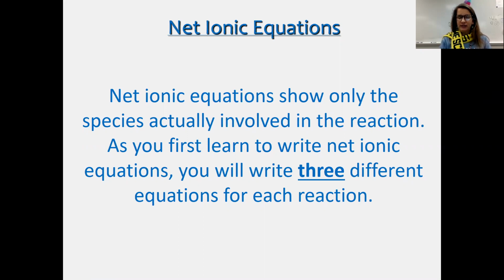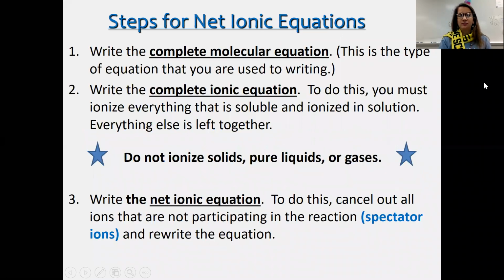So when you're initially learning how to write net ionic equations, I want you to write 3 different equations. First, your complete balanced reaction. This is what you're already used to writing. You're going to write it out and balance it. Then you're going to write your complete ionic equation. You take each substance that is aqueous and separate it into its ions. If it's a solid, a liquid, or a gas, you do not separate it, because those do not separate into ions when dissolved in water, because they don't dissolve in water.